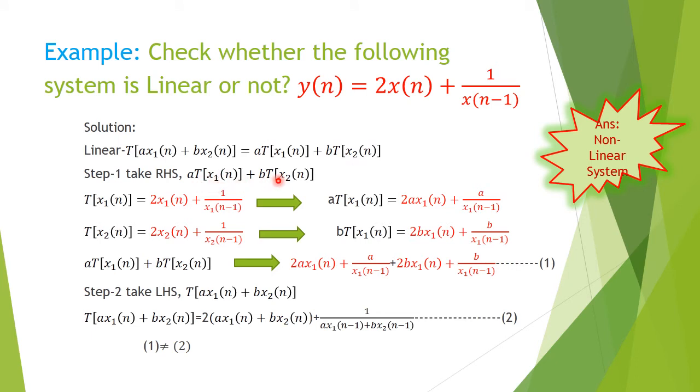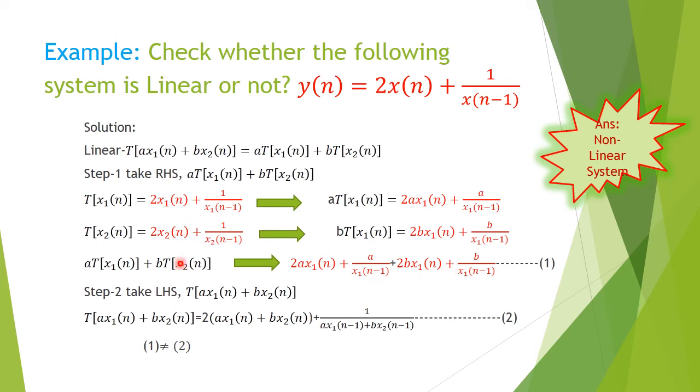Here we have two terms, one for the x1 input and the second for the x2 input. First, for the x1 input, instead of x, replace it by x1. You will get this equation. We have to multiply by a, so you will get 2a x1 of n plus a divided by x1 of n minus 1. Next, for the second input, x2 of n: 2 into x2 of n plus 1 by x2 of n minus 1. Here we multiply by b, so you will get this answer. Now we add both these terms, and only then will you get the RHS. While adding both terms, you will get the equation like this. Keep it as equation 1.